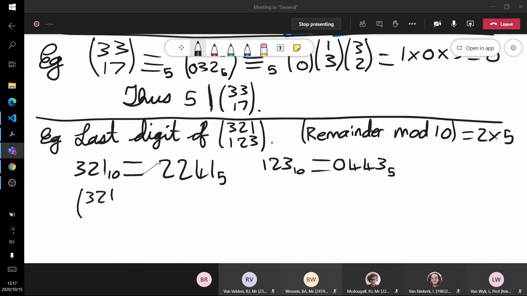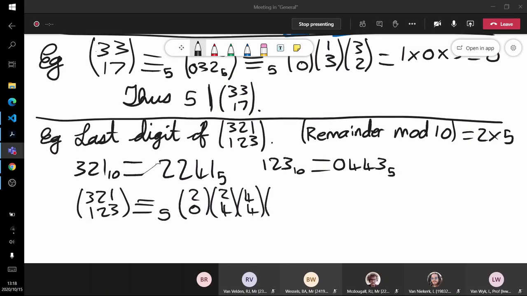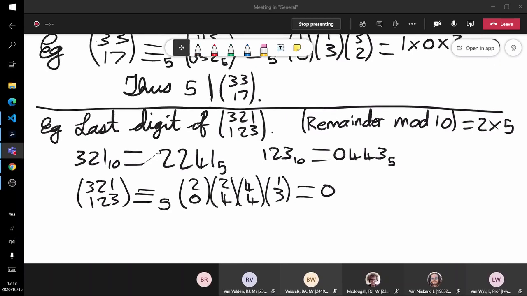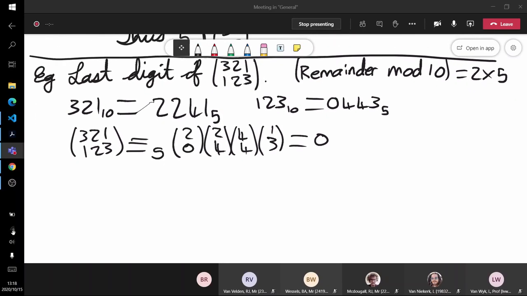So 321 choose 123 modulo 5 is going to be 2 choose 0, 2 choose 4, 4 choose 4, and 1 choose 3, which, because 2 is less than 4, is 0. So this binomial coefficient is actually divisible by 5. It's probably going to be the same thing for base 2, but let's just check.